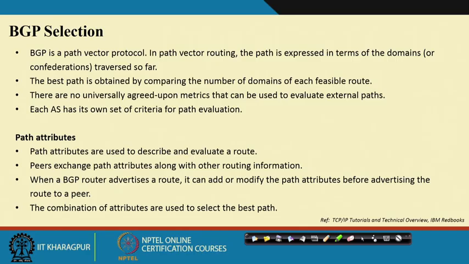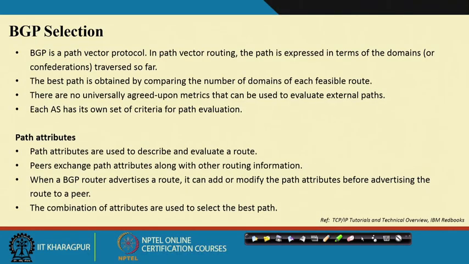Peers exchange path attributes along with other routing information. So, when a BGP router advertises a route, it can add or modify the path attributes before advertising the route to a peer. Once a BGP router receives this update, it can update the path attributes before transmitting it to the next peer.